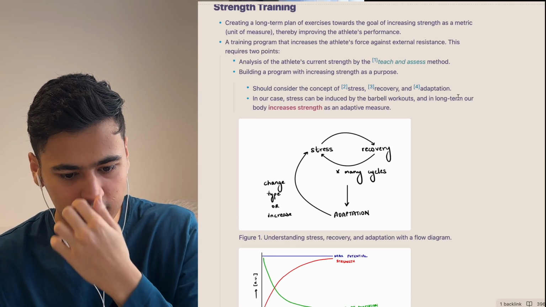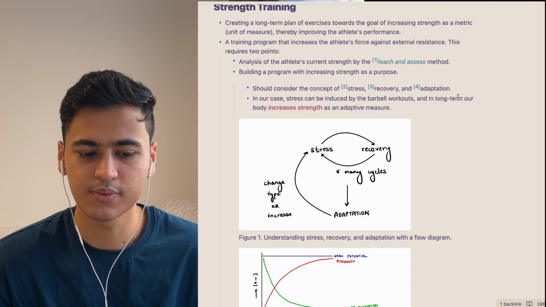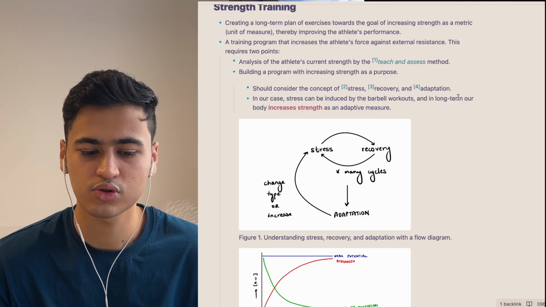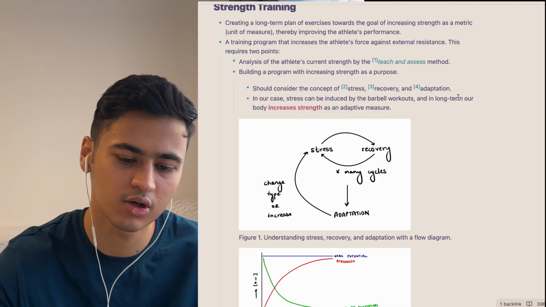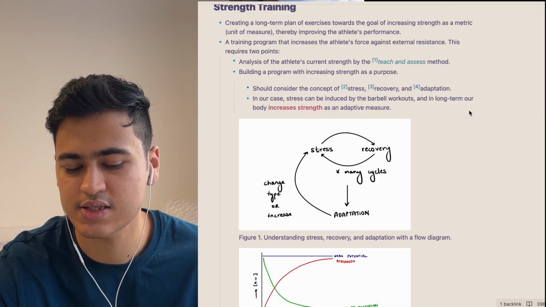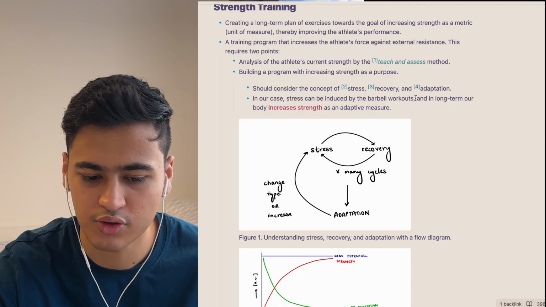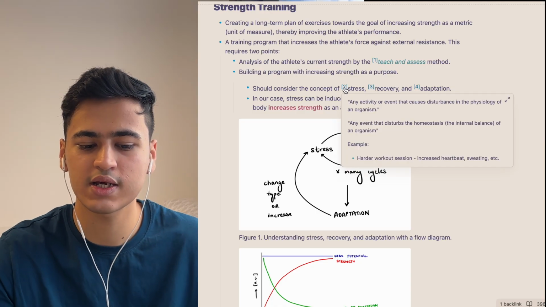Then there are certain scenarios as well that we should consider while strength training. So we should consider the concept of stress, recovery, and adaptation. Again, we will study these in detail in future videos. But as of now, what is stress?